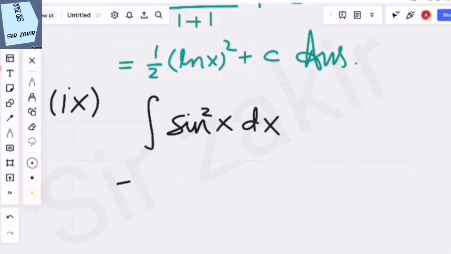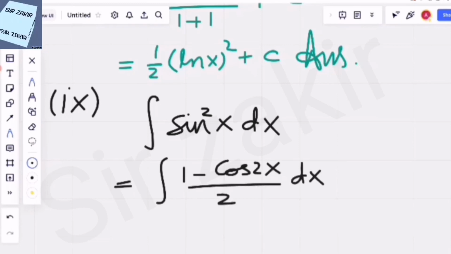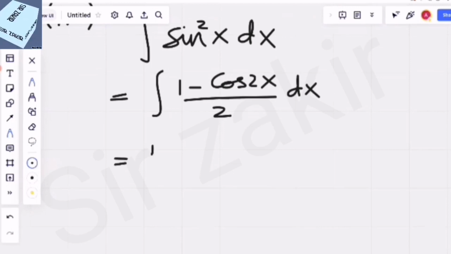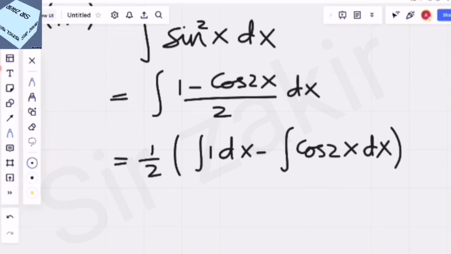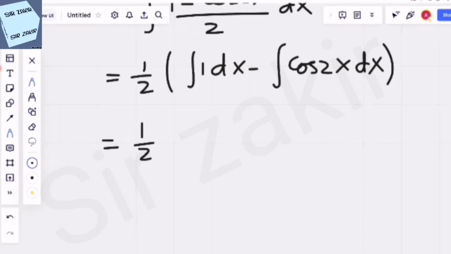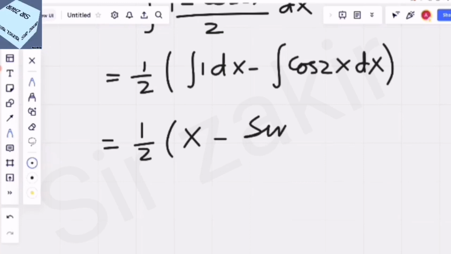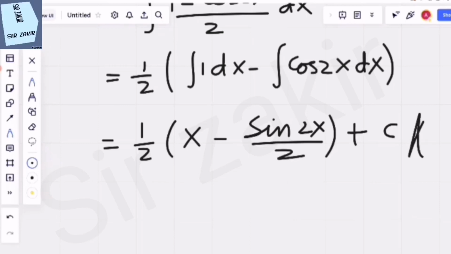Then we do integration of part number 9, integration of sin^2 x. The only solution for sin^2 and cos^2 is their half angle or double angle identity. This is equal to (1 minus cos 2x) by 2 dx. If we write 1 by 2 outside, then it's the integration of 1 dx and the integration of cos 2x dx. Integration of 1 is x, integration of cos 2x is sin 2x by 2 plus c.